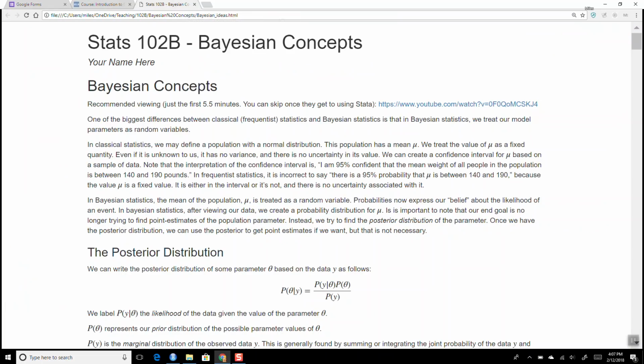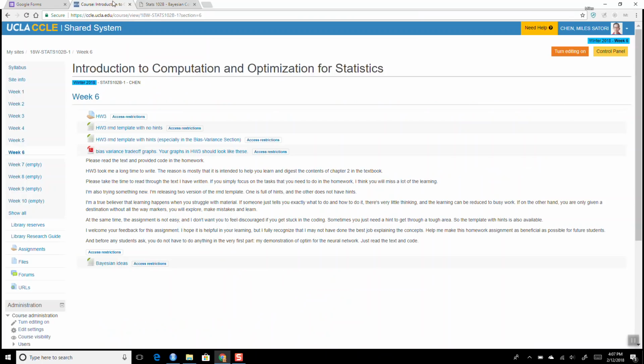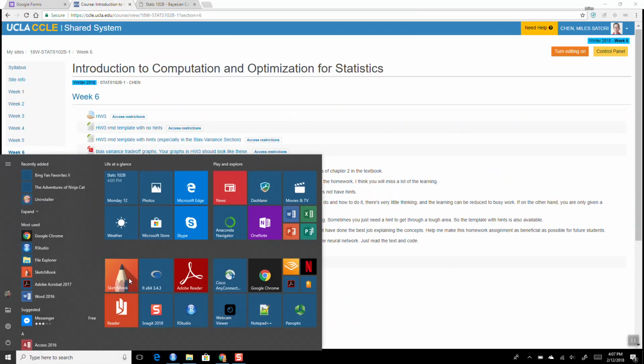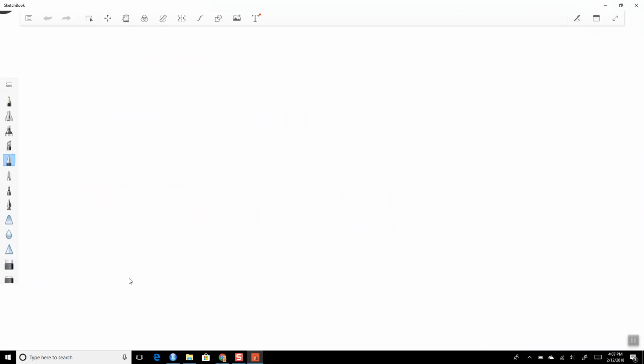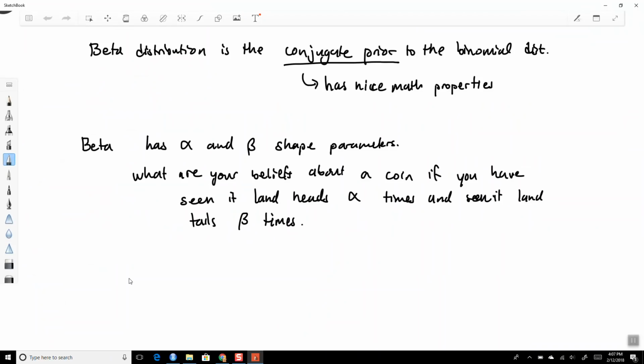And then for today, I wrote a whole bunch of text, and I'll post this up as well, because we'll talk more Bayesian stuff. Okay. All right. So to cover our Bayesian things, we left off and we said the beta distribution is the conjugate prior to the binomial distribution. The beta has alpha and beta shape parameters, and this is what we'll do.